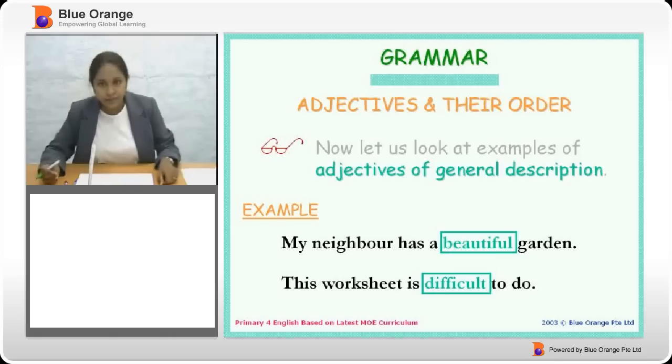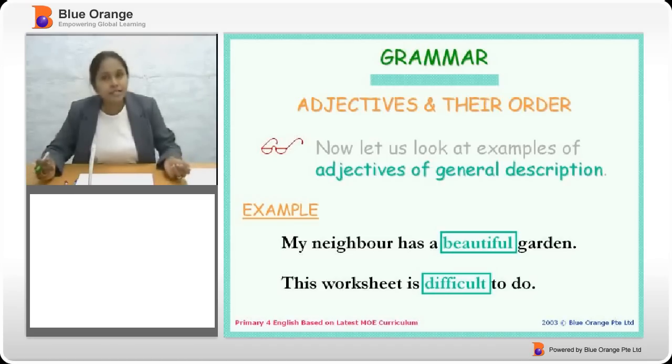Why do we say that? We do not know why exactly the garden is beautiful. Is it because it is filled with roses, or is it because he has a lot of flowering plants as well as fruit trees? So we don't know exactly what kind of a garden it is, but it is just beautiful to look at. It's pleasing to the eyes.